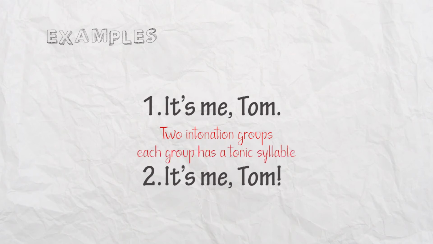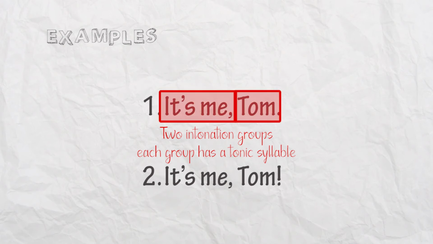And in each unit, one syllable is the most prominent, which is called the tonic syllable because it takes a tone. The first intonation group is "it's me," with the tonic on "me." The second intonation group is "Tom," which contains one syllable, and that syllable is the tonic syllable. "It's me, Tom." You see here, I'm having two intonation groups. In a way, I'm kind of pausing to signal that there are two intonation groups.